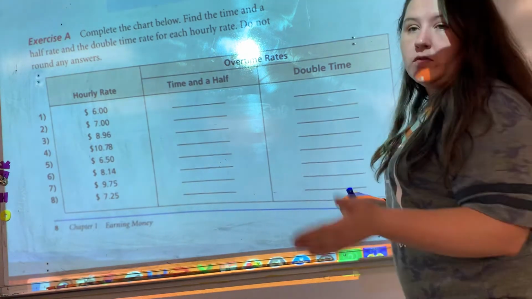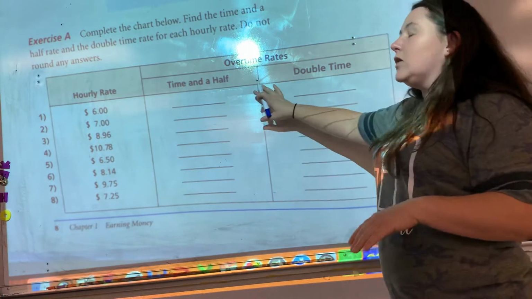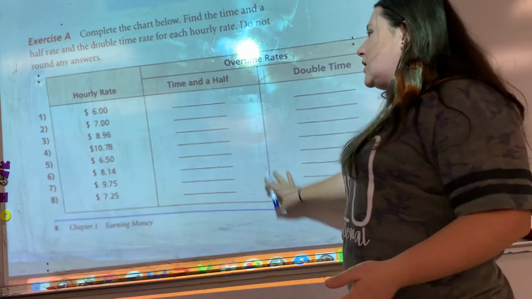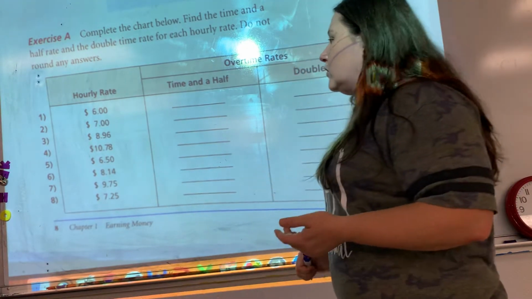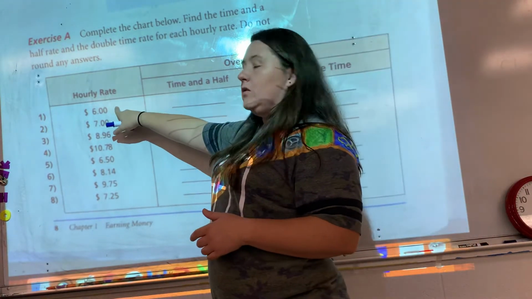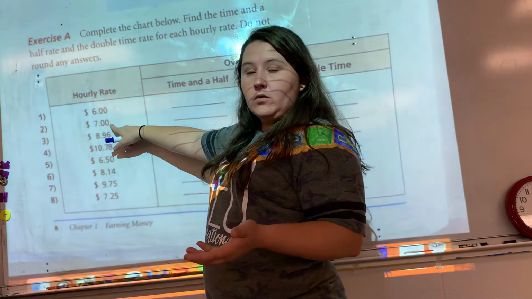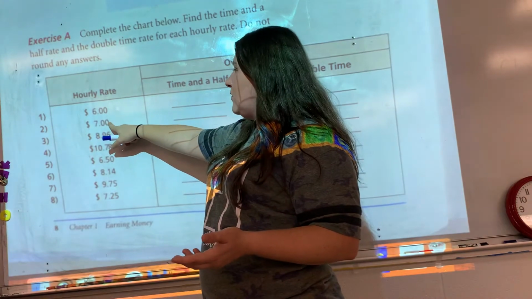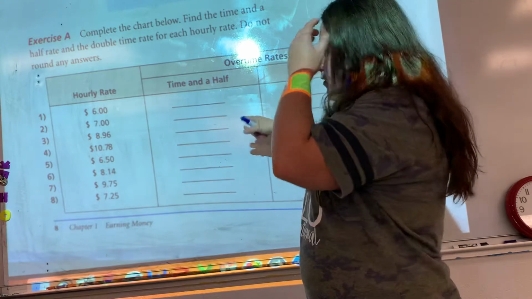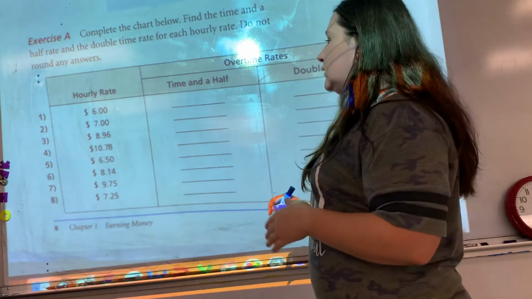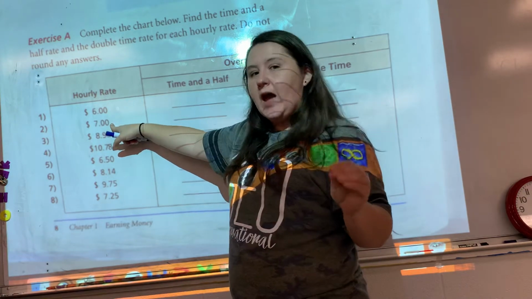If you work more than your 40 hours a week, which is a typical full-time job, then you get paid extra for each hour. This is how we're going to calculate what you would get paid. Let's do number 2. The hourly rate for number 2 is $7 an hour. If you want time and a half, you're working $7 an hour, plus you get an extra half of that.